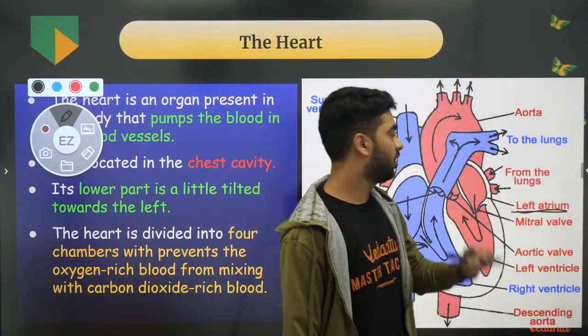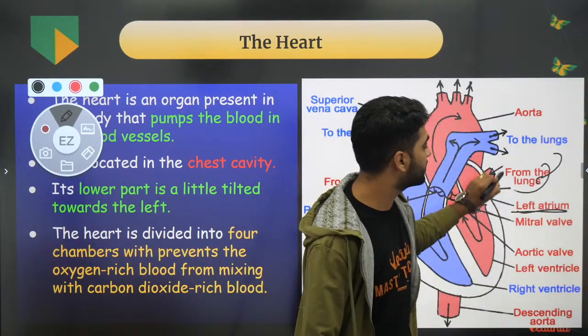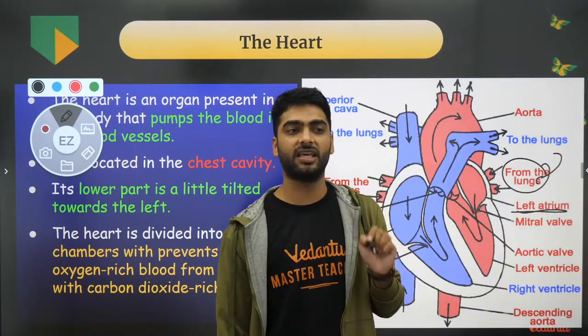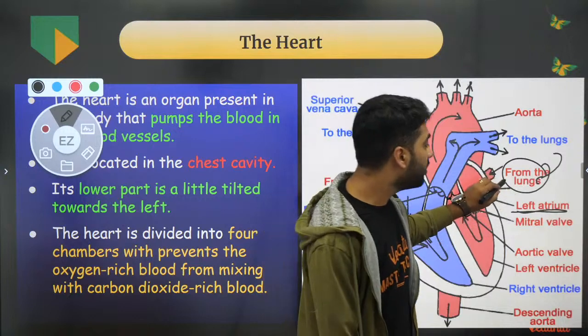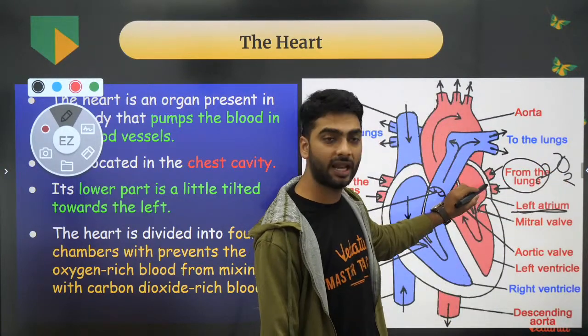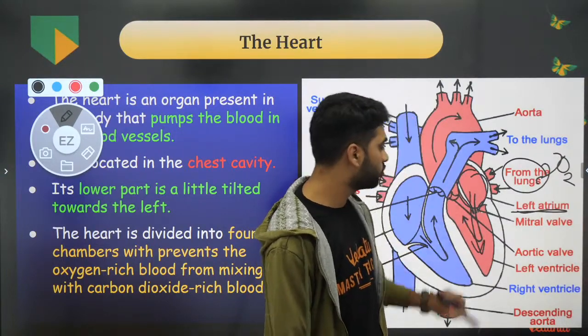Left atrium. What happens? Blood comes from the lungs into the left atrium. Guys, please pay attention. It is very important. Oxygenated blood comes from the lungs into the left atrium. From the left atrium, it goes to the left ventricle.